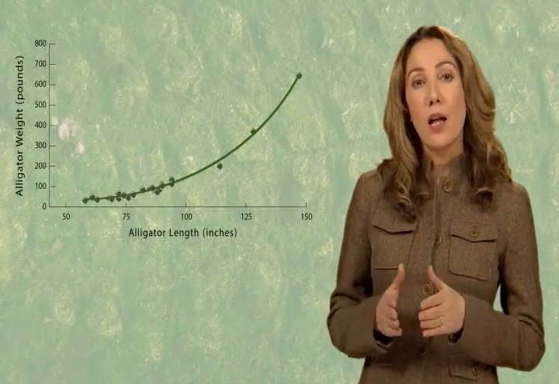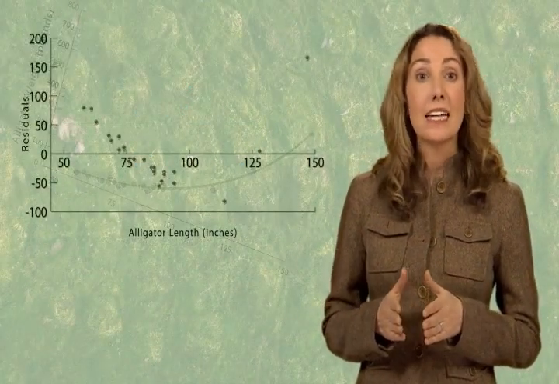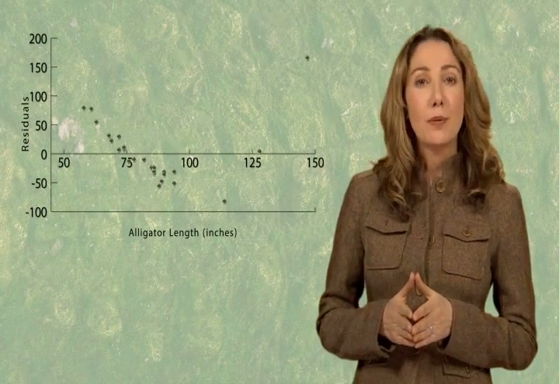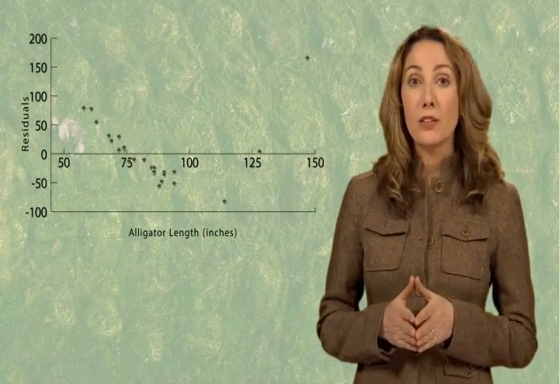But if the residual plot looks at all curved, like in the case of our alligators, then the data pattern is curved, and the linear model is the wrong one to use. Probably best to steer clear of those alligators, especially if they're hungry. You wouldn't want to become a meal that would add to their weight, no matter what the relationship to their length.